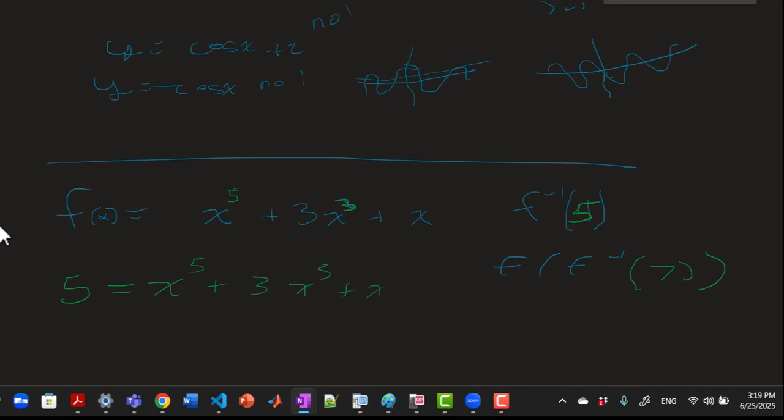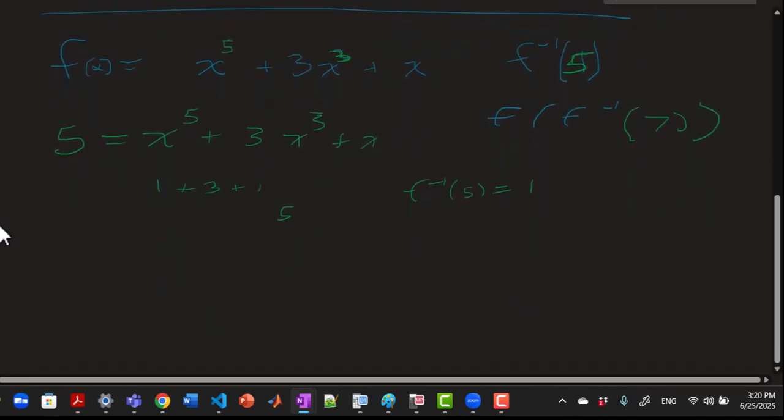Well, that would be very difficult to solve. But if I just plug in 1 here, 1 plus 3 plus 1, I get 5. I see that 1 is the solution to this. So I can say f inverse of 5 equals 1.